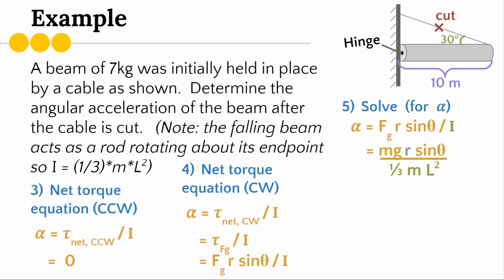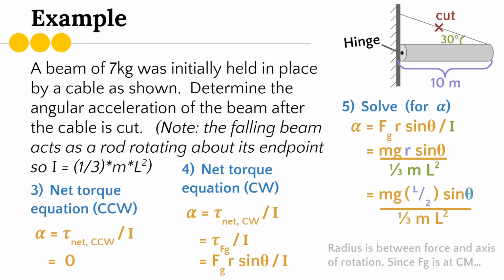Okay, yeah, it's going to be half of that total length. The total length is 10, okay? And so it is 5, but I'm going to do it in terms of variables. So I have L over 2 in there for r. And now I have mg times L over 2 times sine theta. Yes, if you want to plug a 5 in, you can.